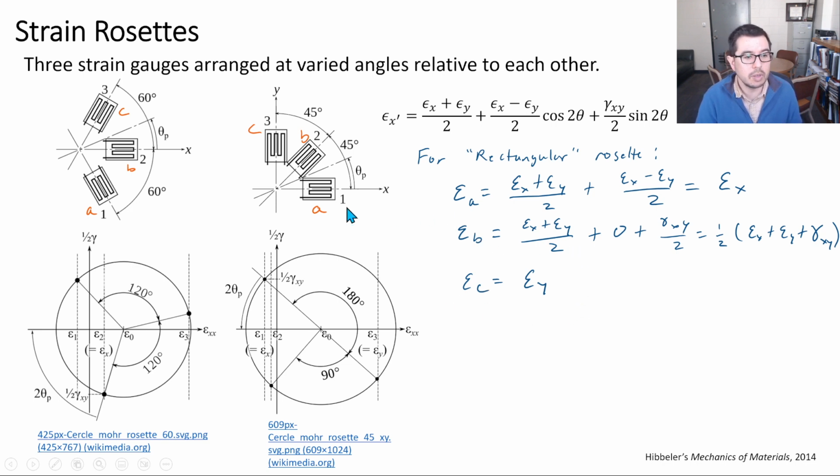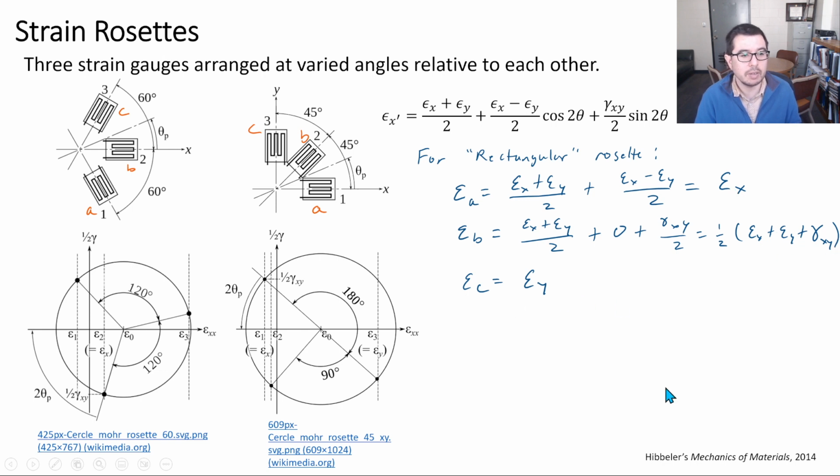All right, and so this is not so bad. What we're doing is just using the epsilon x prime transformation, and epsilon A in this case lines up exactly with epsilon x because theta is equal to 0. We're at 45 degrees, we plug in 45 degrees. That's 90 degrees for cosine and sine, right? And then we can come up with this expression relating the measurement on the B strain gauge with epsilon x, epsilon y, and gamma xy. But now we have, right, one known and three unknowns.